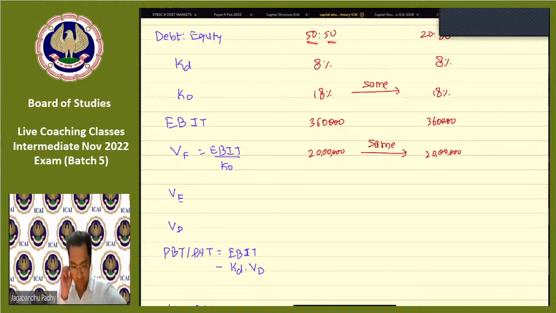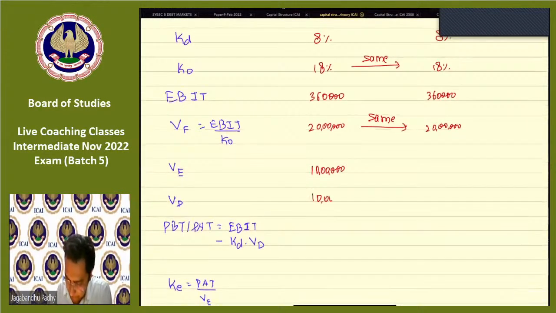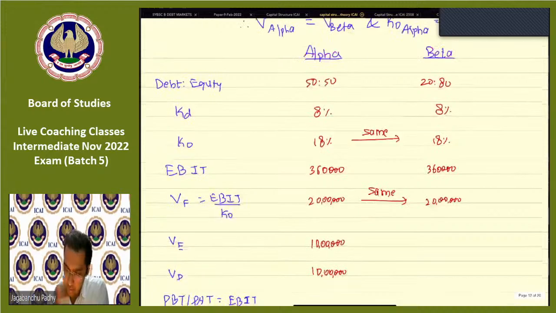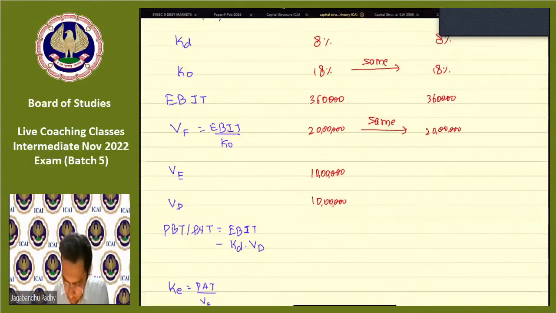The debt equity ratio is 50-50. The value of equity is going to be 50% of it. It is 10 lakh. And even the value of debt will be 10 lakh. For beta, value of equity will be 80% of 20 lakh. So that's going to be value of equity is 16 lakh and value of debt is 4 lakh. Right?